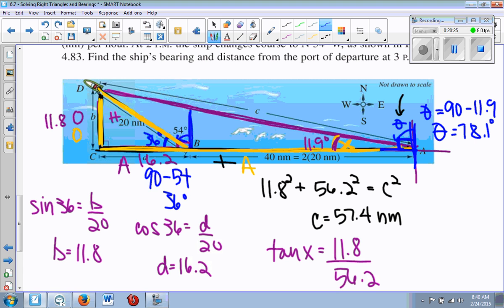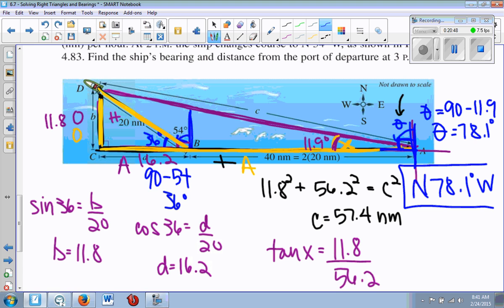So that's the angle that we're going to have to sail at. And what we would want to do is put the correct cardinal directions with that 78.1. We're starting from due north, so I would put N first. And since we have to go to the left, that would be a direction of west. So my cardinal compass bearing would be north 78.1 degrees west.